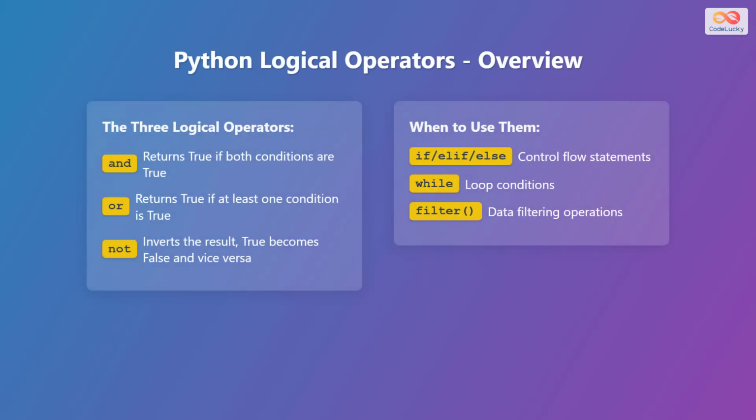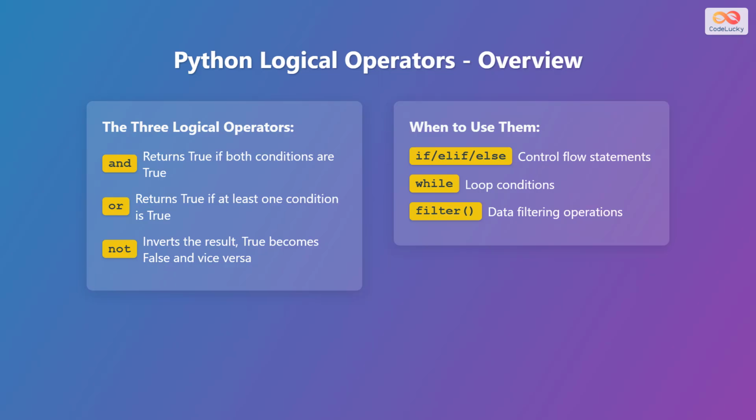Let's begin with an overview of Python's logical operators. Python has three main logical operators. The first one is the AND operator, which returns true if both conditions that are being checked are true. Next, we have the OR operator, which returns true if at least one of the conditions is true. Lastly, there is the NOT operator, which inverts the result, meaning true becomes false and false becomes true.